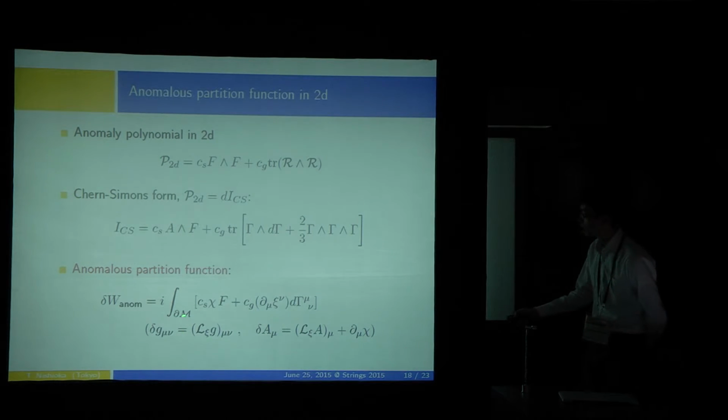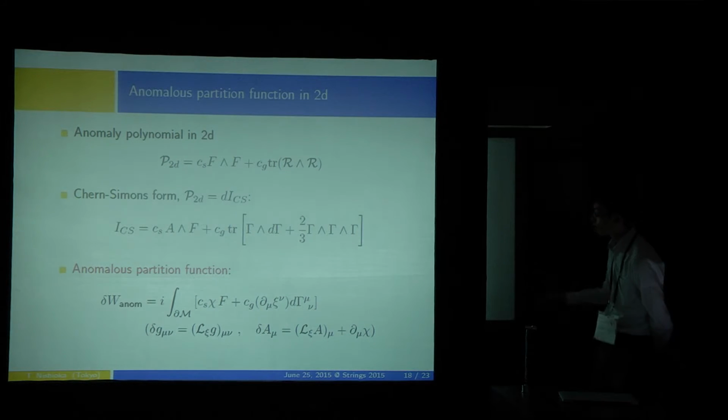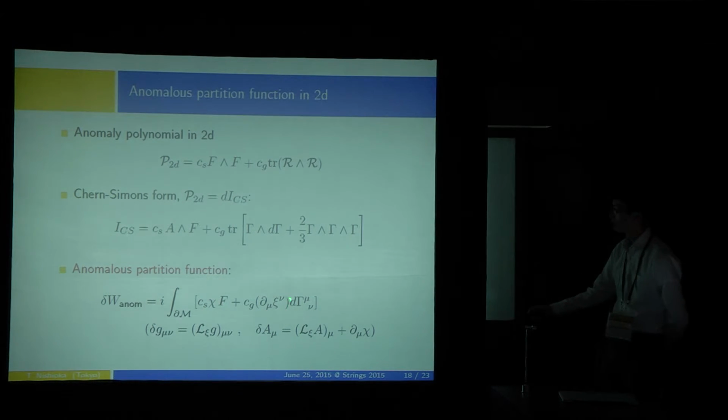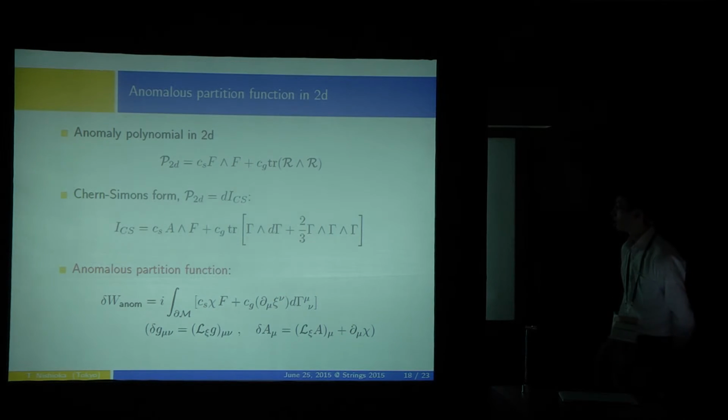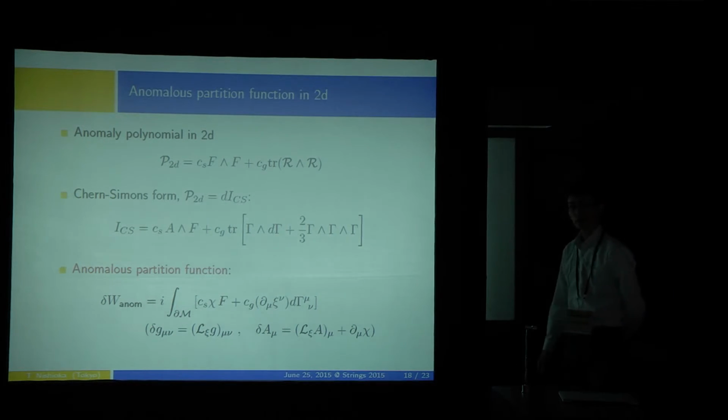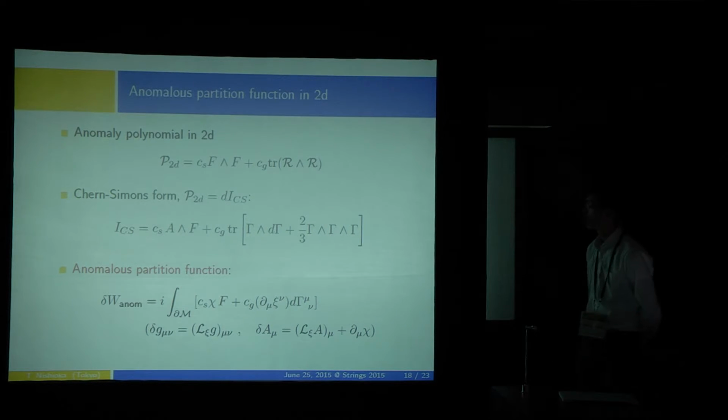Sorry, I have a typo here. This should be m, not delta m. Anyway, you take a variation of this Chern-Simons form under diffeomorphism and gauge variation. Chi parameterizes the gauge variation, and zeta parameterizes the diffeomorphism variation. Basically, we can use this variation to calculate the entanglement entropy. Now I focus on the variation of the entanglement entropy.